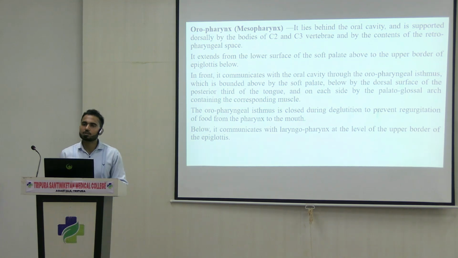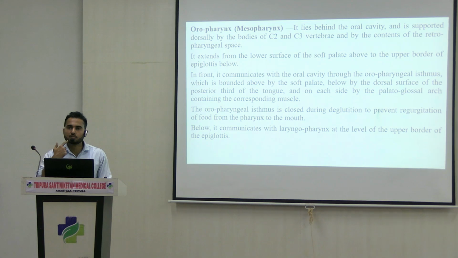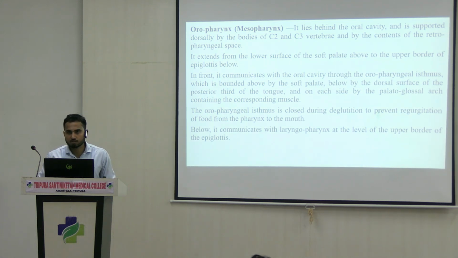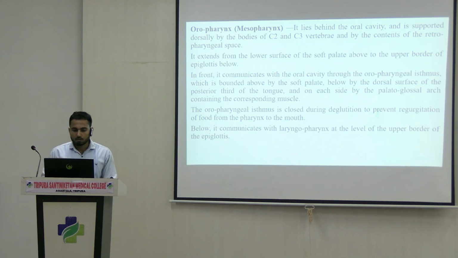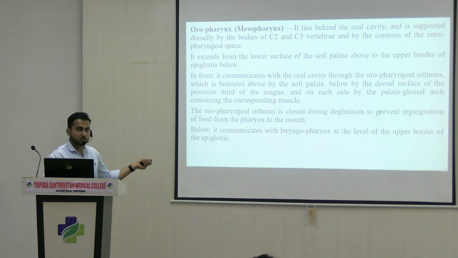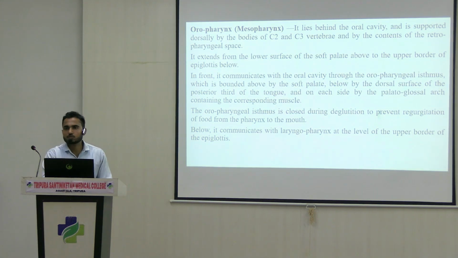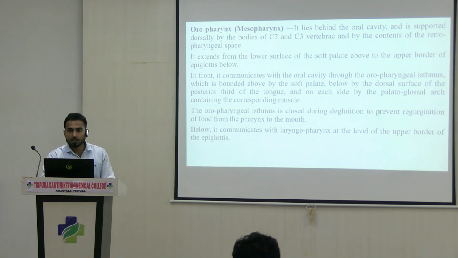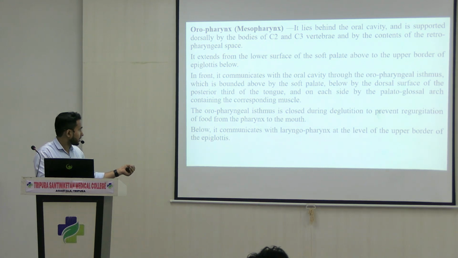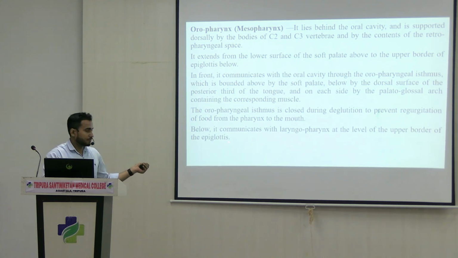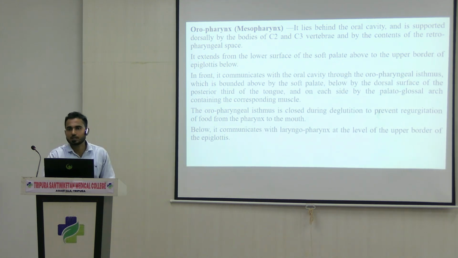Now the oropharynx anteriorly, it will communicate with what? Anteriorly it is communicating with the oral cavity through the oropharyngeal isthmus. Superiorly it is communicating with the nasopharynx through the pharyngeal isthmus. These are some communications. Now this oropharyngeal isthmus is closed during deglutition to prevent the regurgitation of food from the pharynx to the mouth. So the oropharyngeal isthmus is closed during deglutition, so that regurgitation or back flow of the food will not take place into the oral cavity. Now below it is communicating with the laryngopharynx at the level of the upper border of the epiglottis. So that is also a communication of the oropharynx. Below the upper border of the epiglottis, the part is the laryngopharynx.